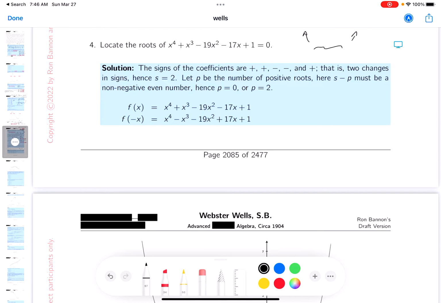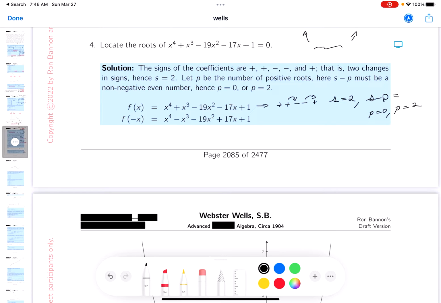So what I would do is Descartes' rule of signs to find the positive roots. So just looking at the function, what do you get? You get plus, plus, minus, minus, plus. How many changes do you get? One change here and one change here. So S equals 2. So remember that S minus P must be a non-negative even integer. And so if it's 2, well, P could be 0, or P could be 2. All right, so we have two possibilities there. And that's for the positive roots.